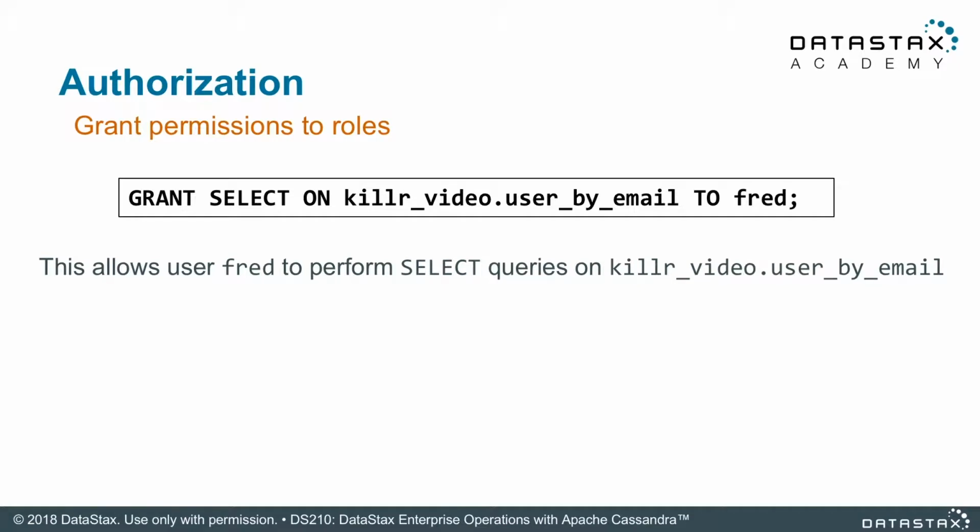Next, let's talk about authorization. To give permission to users and roles, we use the grant operation in CQL. The syntax works like this. The grant command, followed by the operation we're allowing, followed by the name of the keyspace or table we're granting the operation on, followed by the user or role name that we are granting this permission to.